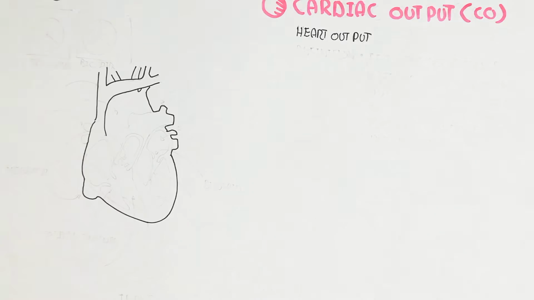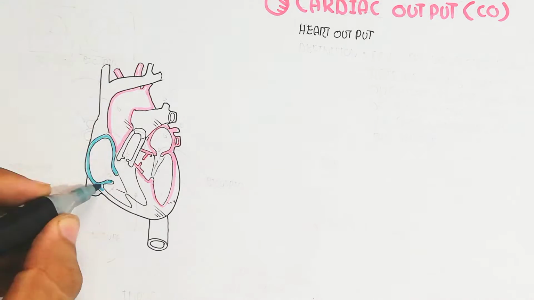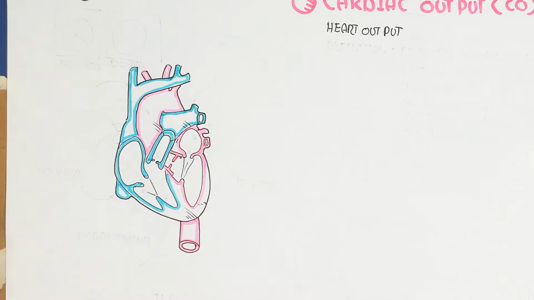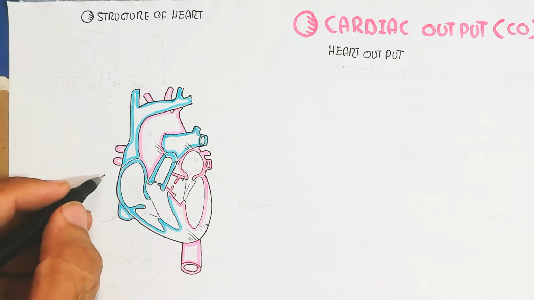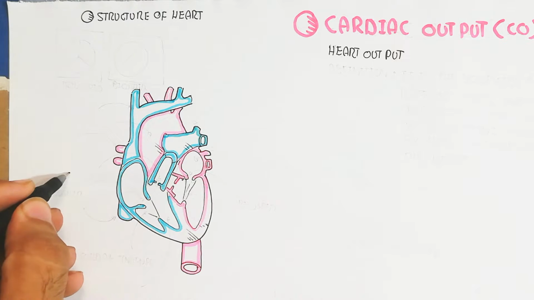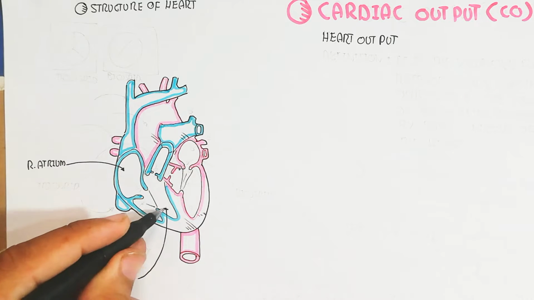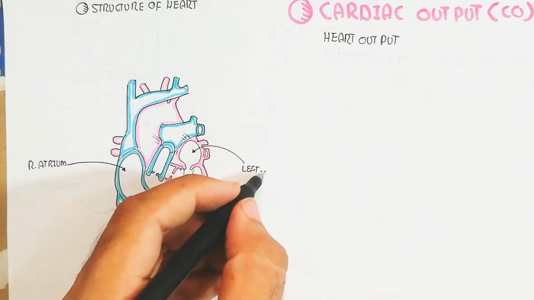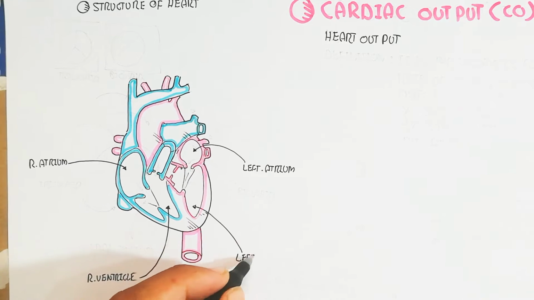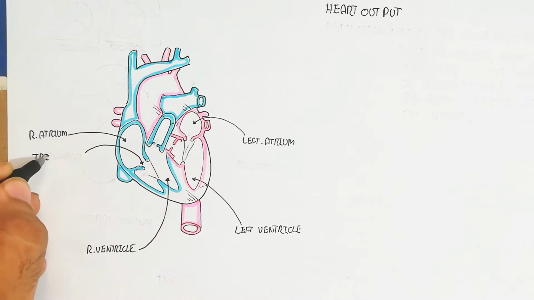First of all, we need to understand the structure of the heart. I am drawing the structure of the heart, which we will discuss part by part. The human heart has four chambers: the left atrium and right atrium, as well as the right ventricle and left ventricle. This is the right atrium and right ventricle. The right side is not as hard as the left atrium and left ventricle, because the left side pumps the blood throughout the body.